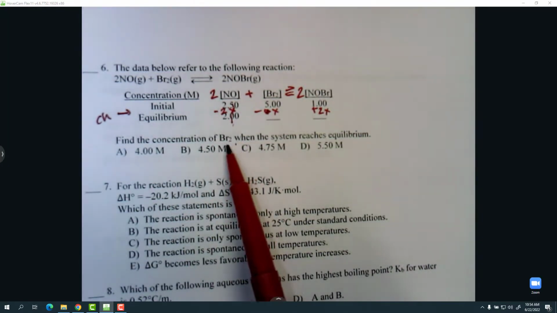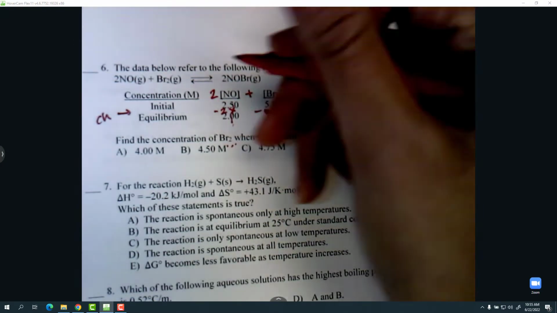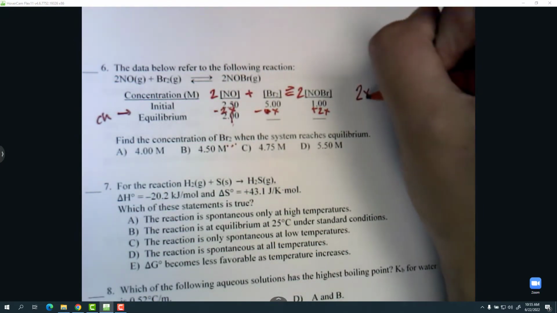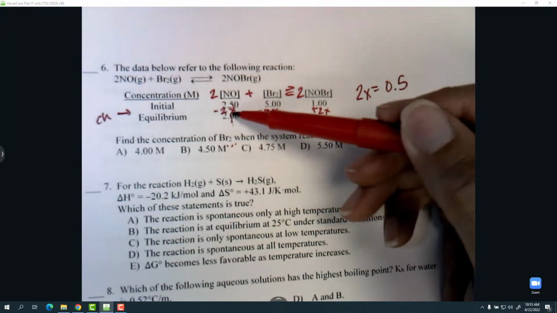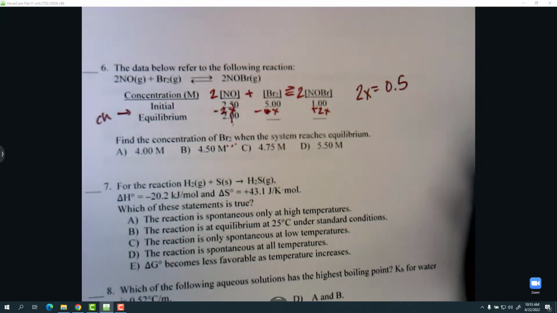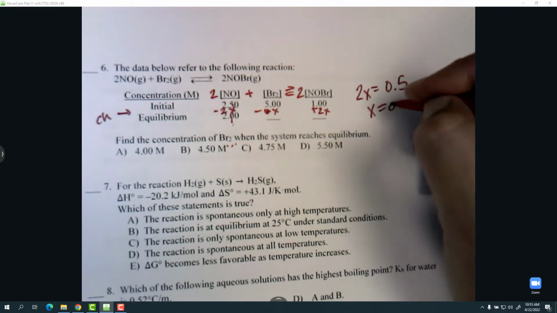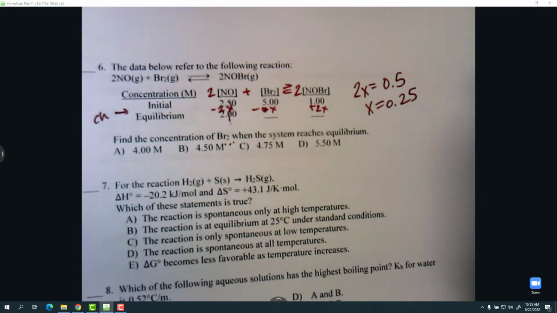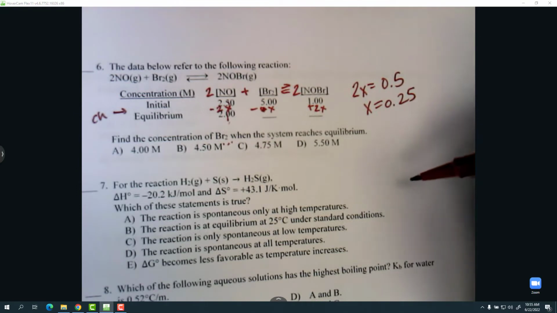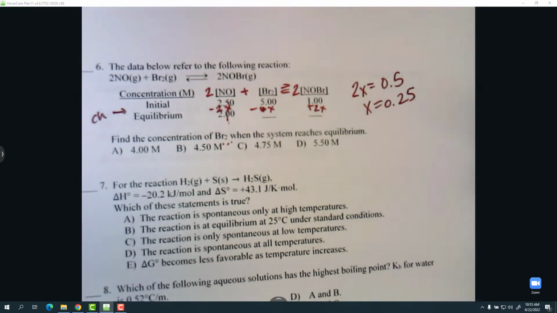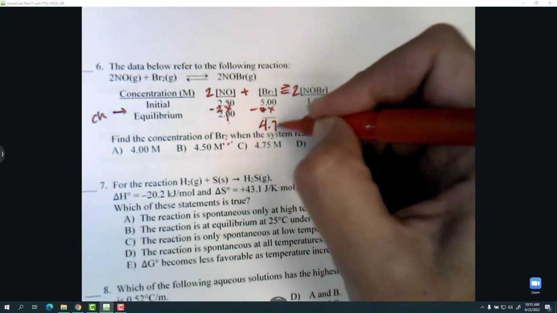Find the Br2 concentration. So here I can say like 2x equals 0.5, right? This says it should be 2x, but it went down by 0.5. So my x would just, I mean, you might be able to do this in your head without writing out so much as I am, but that's okay. Whatever works for you. I just want to show you lots of ways to do it so you can pick what works best for you. I see that x is then 0.25, so 5 minus 0.25 would be 4.75.